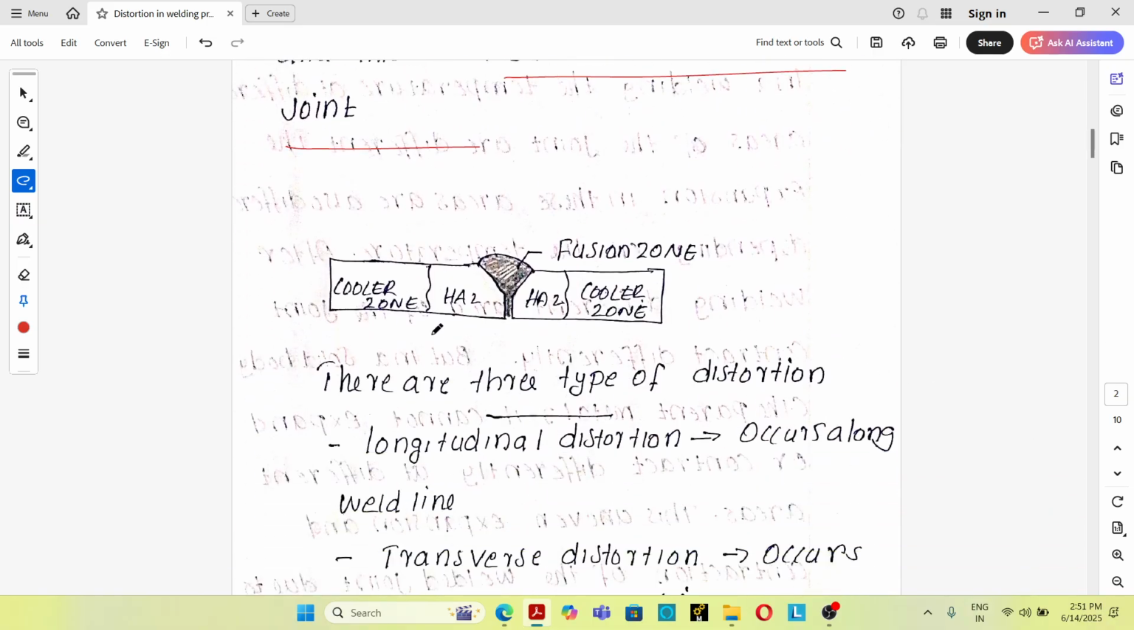See, this is a welded joint. Here is the fusion zone, this is the HAZ, and this is the cooler zone. So all these regions have different temperatures. Due to this, the welded joint expands differentially and cools differentially. But this entire welded joint is a solid body, so it can't expand and contract at different rates in different regions. So it will create a stress. That stress permanently changes the shape and size of a welded joint. That is known as distortion of the welded joint.